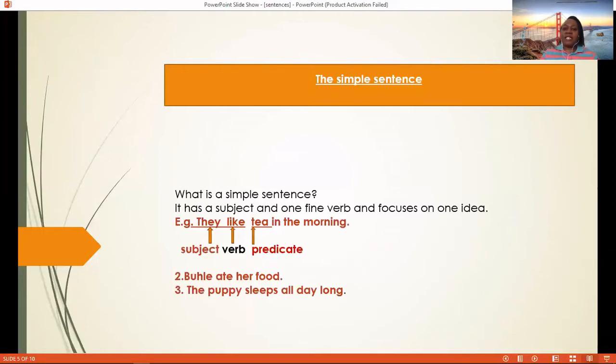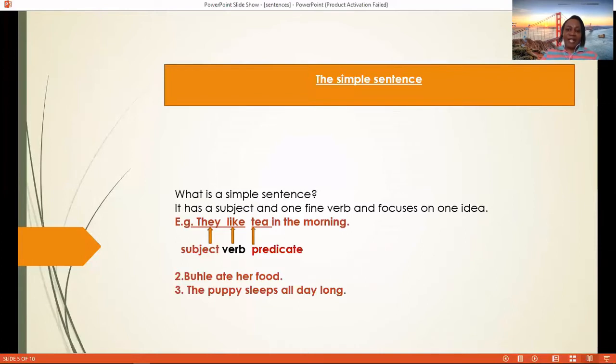So this is the simplest idea that has been communicated in a simple sentence. 1 subject, 1 verb, and the rest being the predicate. And we can see that only 1 idea is being communicated, that they like tea in the morning. Right, I want us to look at yet another example of the simple sentence type. Buhle ate her food.